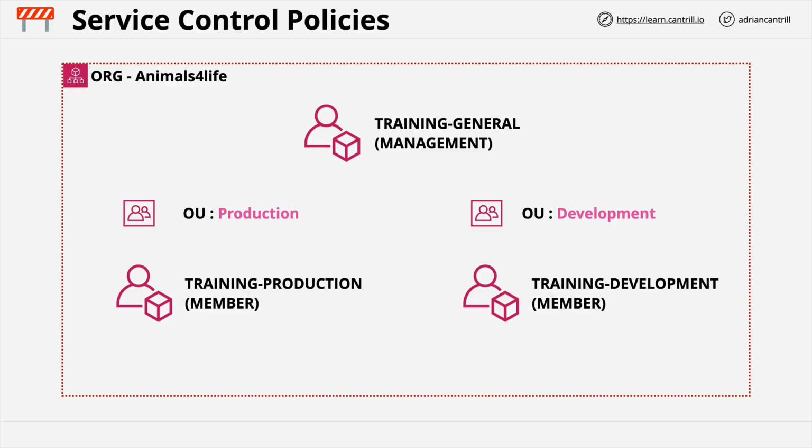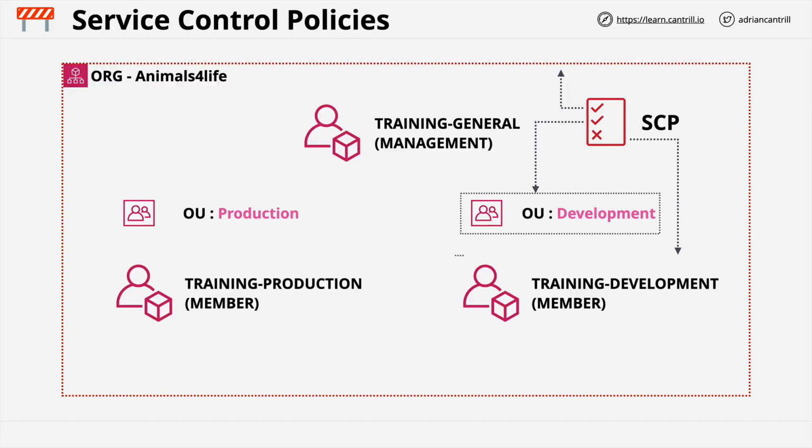Now let's talk about service control policies. The concept of a service control policy is simple enough. It's a policy document, so a JSON document, and these service control policies can be attached to the organization as a whole by attaching them to the root container, or they can be attached to one or more organizational units. And lastly, they can even be attached to individual AWS accounts.